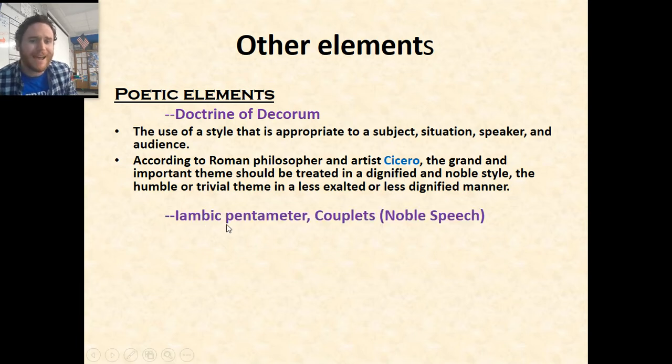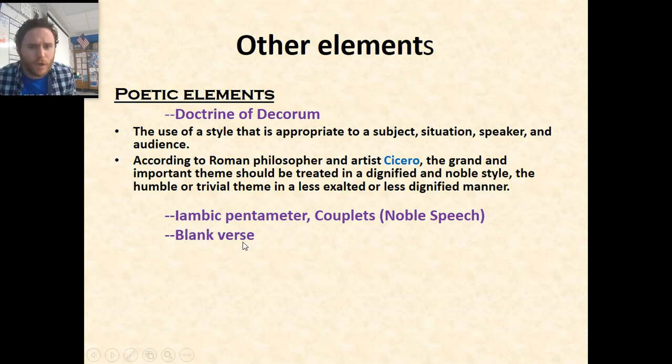They also spoke in iambic pentameter, so they had many different couplets, which emphasized the noble speech. That means the first syllable of each line is not accented, and the second syllable is accented. So, unstressed, stressed, unstressed, stressed, ba-dum, ba-dum, ba-dum, ba-dum, ba-dum. Penta means five: five of those feet in each line.